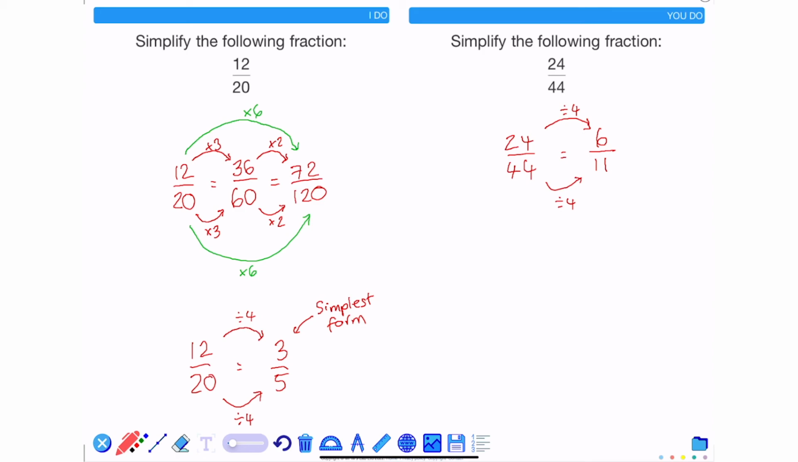If you weren't sure what the highest number was that went into 24 and 44, and decided to incrementally reduce both the numerator and denominator by dividing them by 2 to get 12 over 22, and divided both the numerator and denominator again by 2 to get 6 over 11, that's fine. If you simplified the fraction through multiple steps or a single step, as long as you're getting 6 over 11 as your final answer, that's absolutely fine.